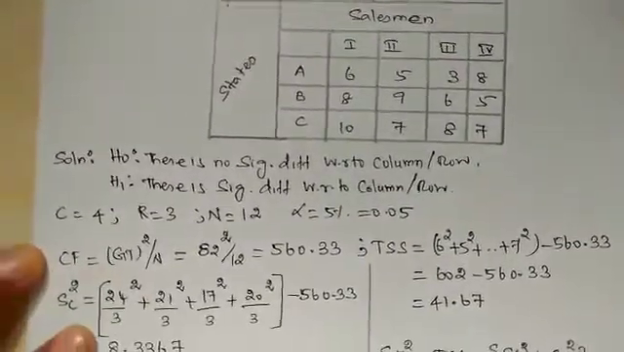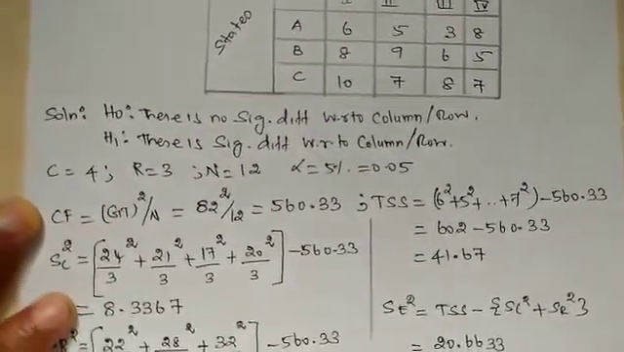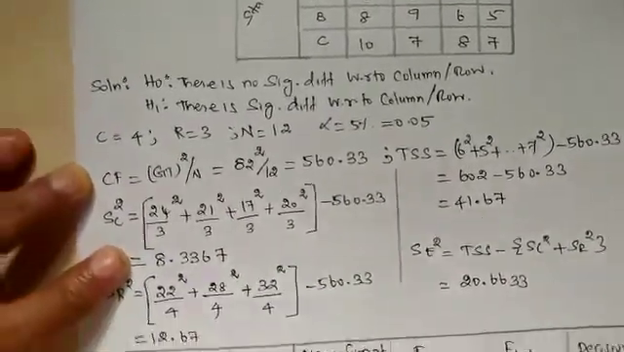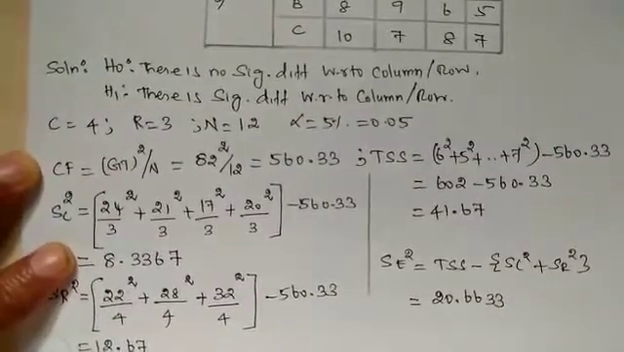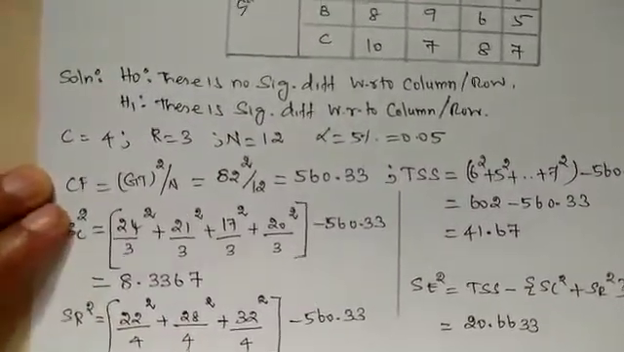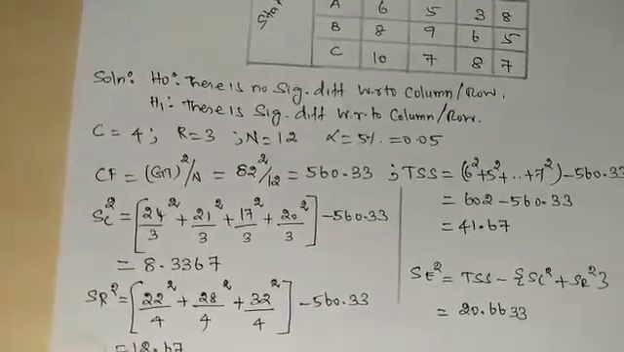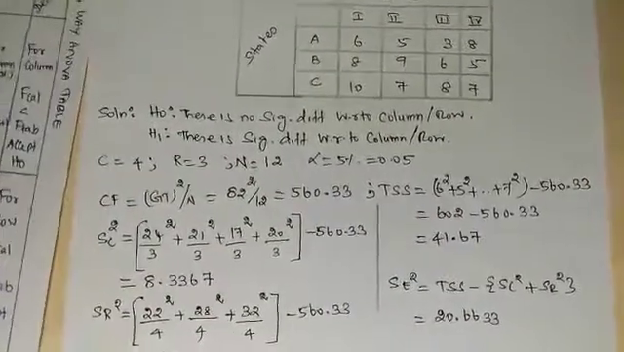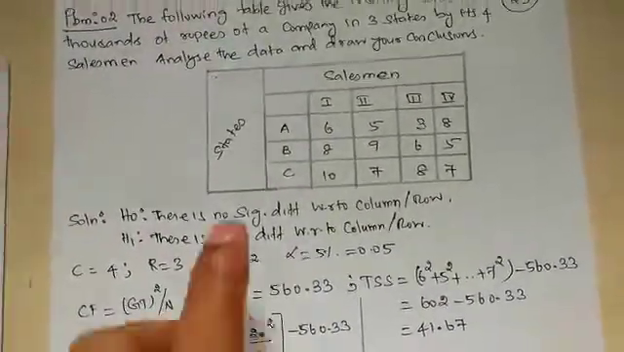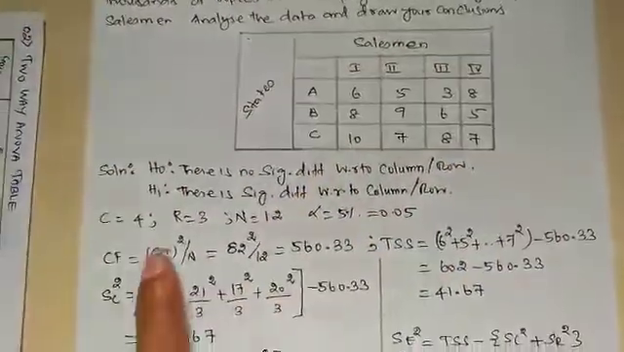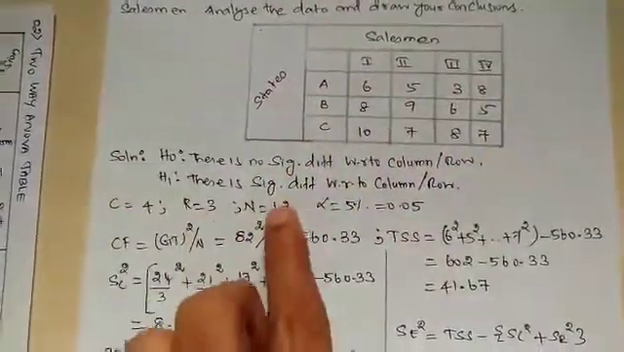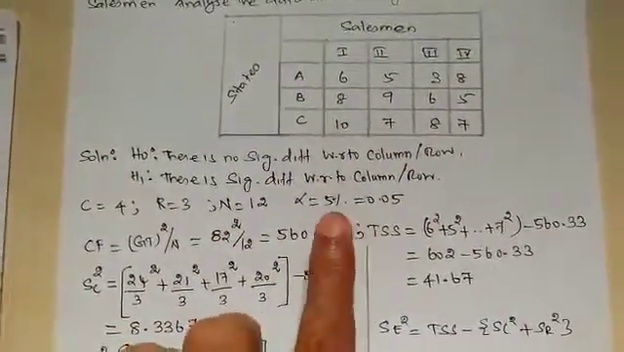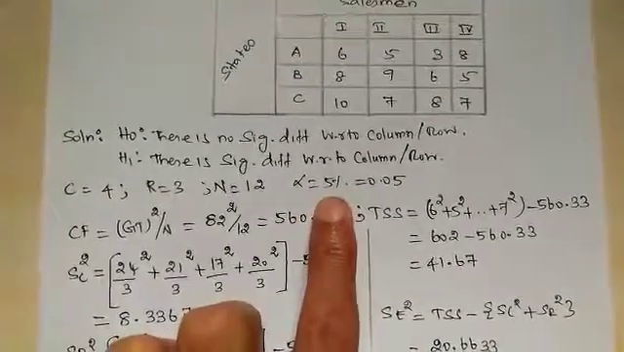Initially we will start with the null hypothesis and then the alternate hypothesis. What is the null hypothesis? There is no significant difference with respect to column and row. What is H1? There is a significant difference with respect to column and then row. First we need several factors: C, R, N, alpha and so on. What is C? Number of columns. How many columns are there? 1, 2, 3, 4 columns. C is 4. How many rows are there? 1, 2, 3. So R is 3. What is N? Either 3 into 4, 12, or you just count the number of observations: 12. Alpha is the level of significance, that is 5%, which is fixed.